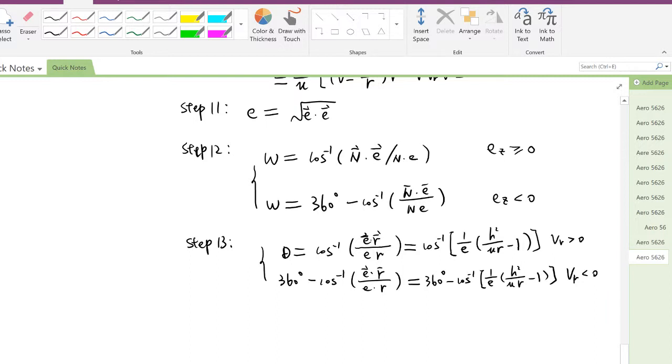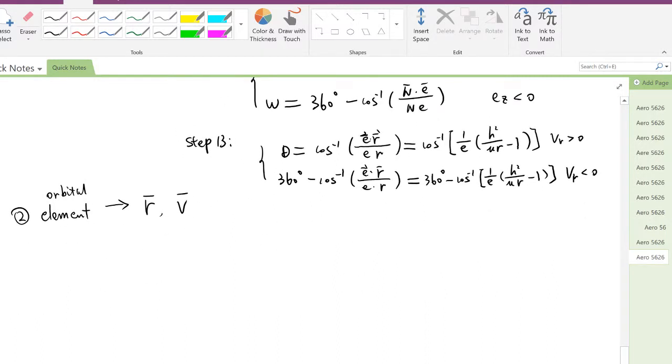So, we talked about how we convert from the geocentric coordinate into the 6 orbital elements. Now, in the reverse way, the second problem we are going to discuss is from the 6 orbital elements into the r vector and the v vector in the geocentric coordinate system. To get this conversion is not that easy.